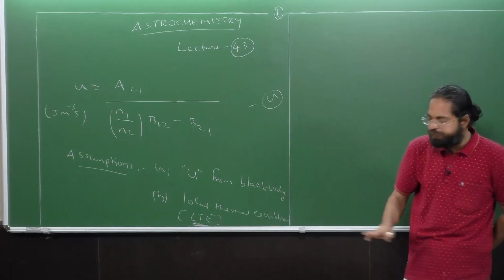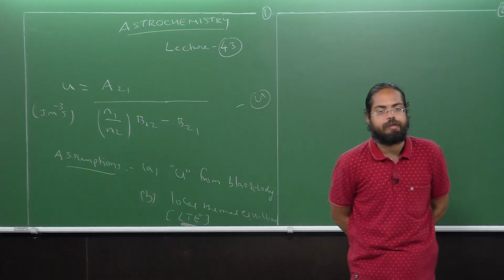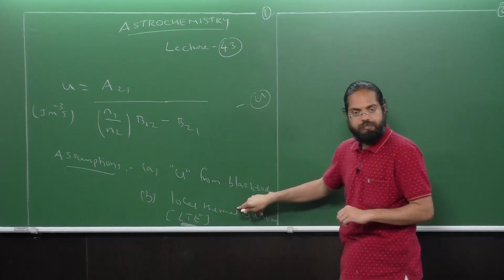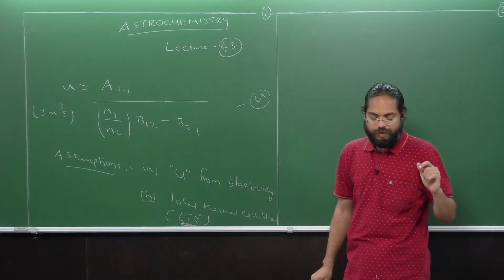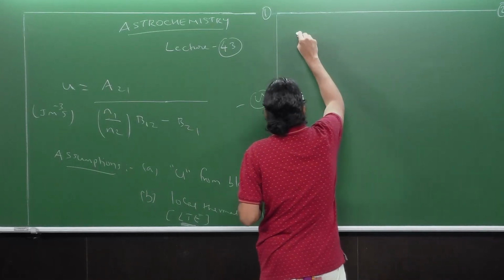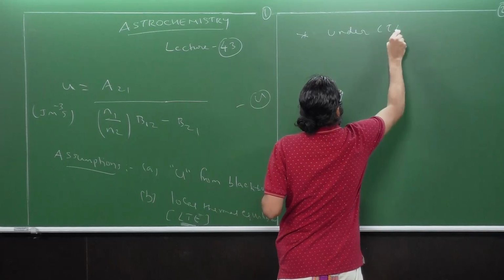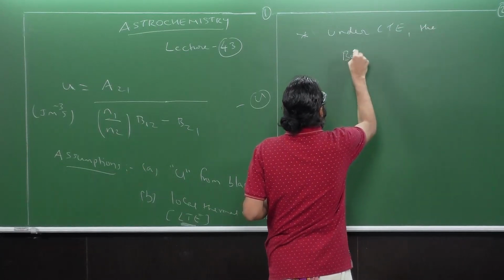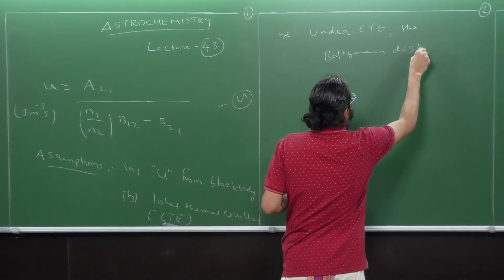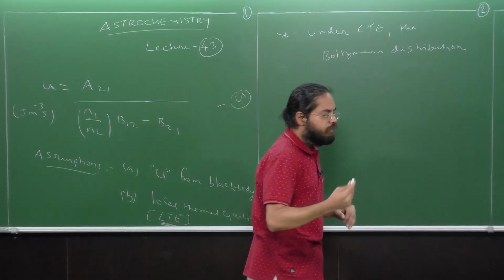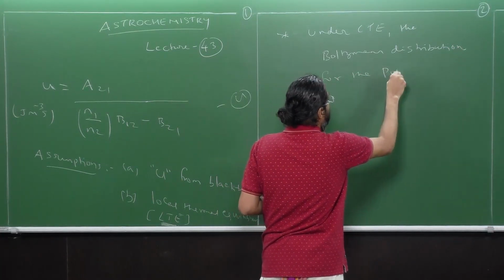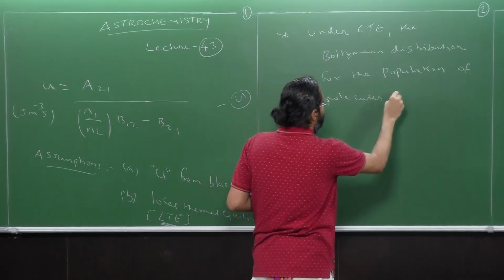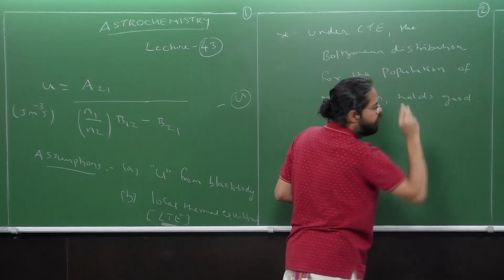Well, as it turns out, if you remember, while discussing the similarities and differences between the interstellar medium and Earth, we were constantly using this phrase thermal equilibrium. Whenever thermal equilibrium holds good, we have a condition called a Boltzmann distribution. Remember? Under LTE, this is a T or a tau, the Boltzmann distribution for the population of molecules holds good. So please make a note of this.